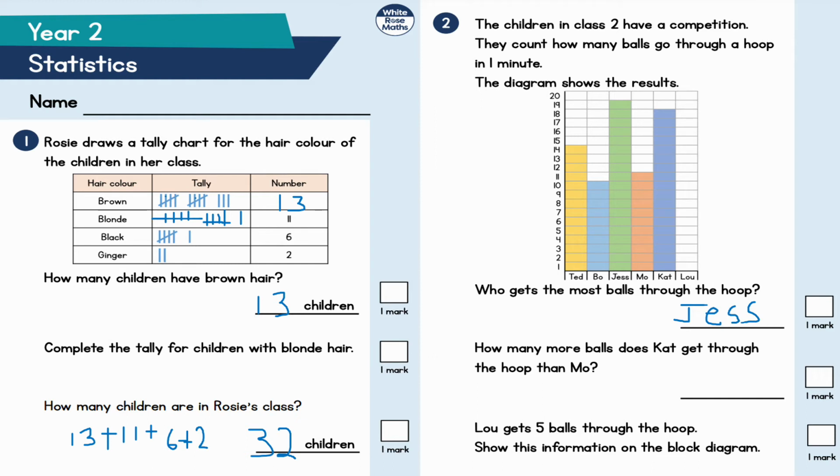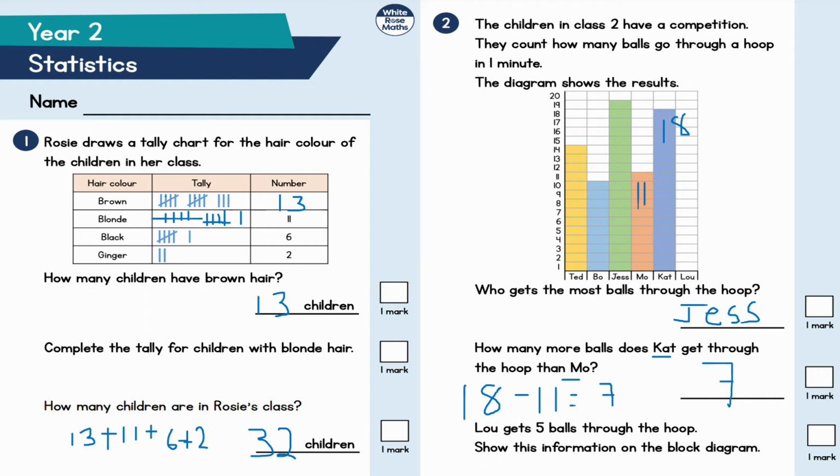How many more balls does Kat get through the hoop than Mo? Well, Kat has got 18, Mo has got 11. 18 take away 11 is 7. So you're finding the difference. If it ever says how many more, you're working out the difference between the two numbers.